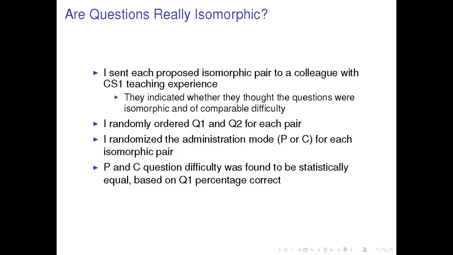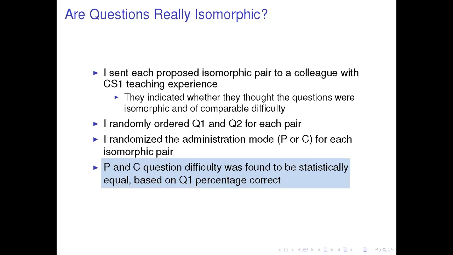There's a bit of a flaw here in that I don't care if another instructor thinks they're isomorphic. I really care if students think that the questions are isomorphic, and that I didn't do. So one follow-up I should do is look at whether students believe that the two questions are asking the same concept. I also randomized everything. I randomized the mode that the questions would be asked in, the peer or the combined mode. And by doing that, I found that questions were equally difficult. So there's no mode bias here.